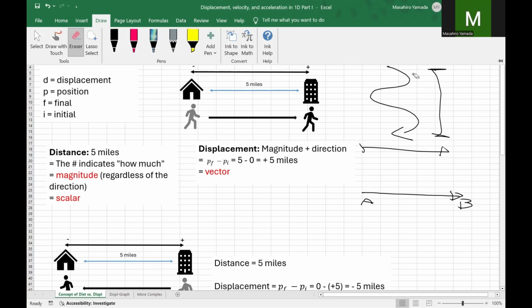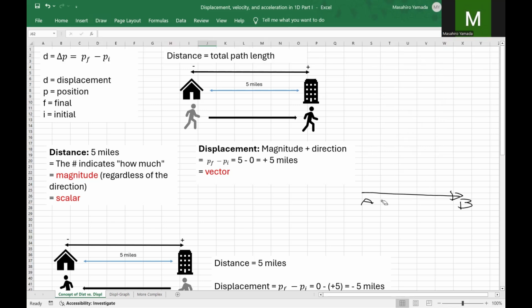When we calculate the distance between the 2 points from his home to his office, the distance is the total path length. So the distance in this case is 5 miles. When you think about this number, 5 indicates the magnitude of the length traveled. When a value indicates only the magnitude, which is how much, it is called a scalar. Now we talk about displacement.